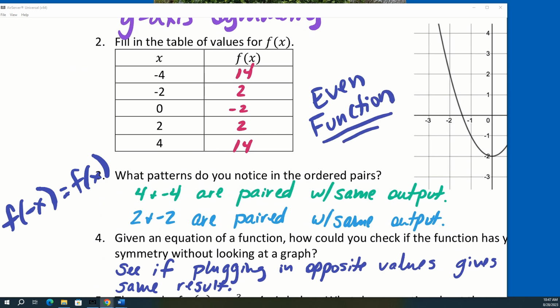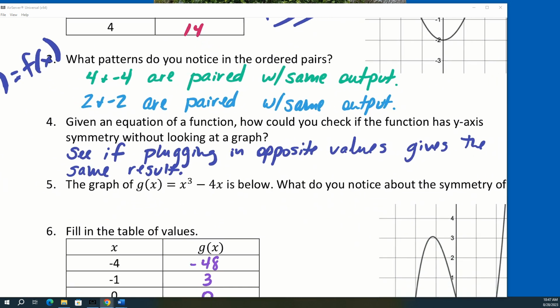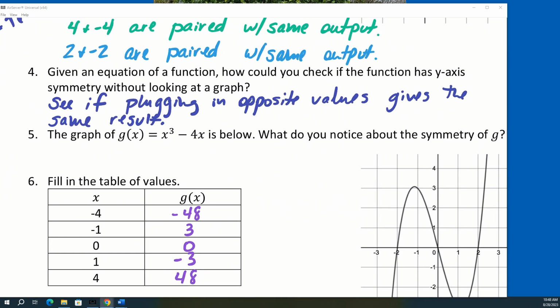Now don't get that confused with an even degree function. Now in Algebra 2, you talked about even degree and odd degree. This is not the same thing. So an even function is a special function that has this y-axis symmetry. All right, and then if you just have the equation, you could try plugging in opposites and making sure you always get the same result.